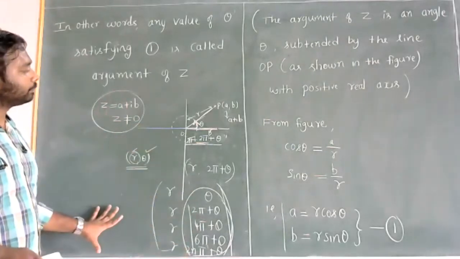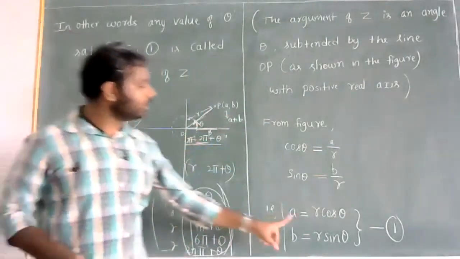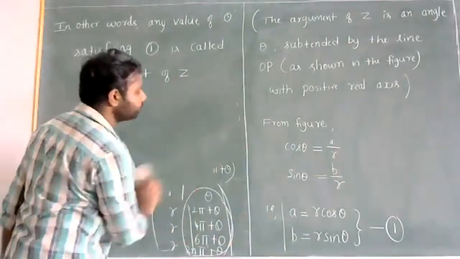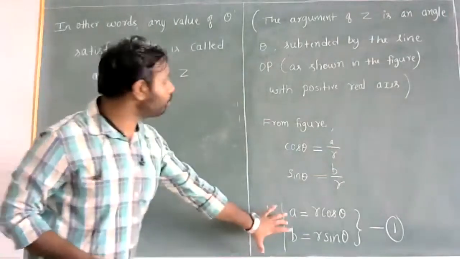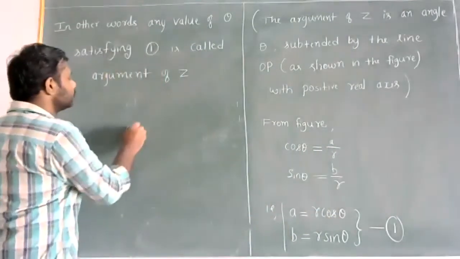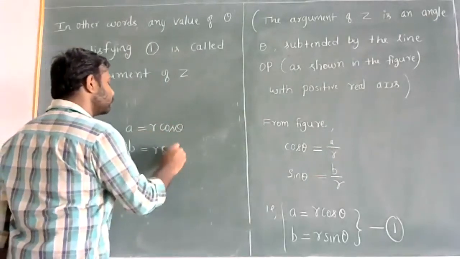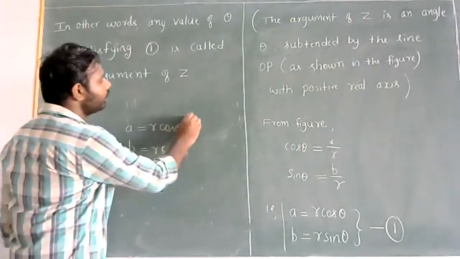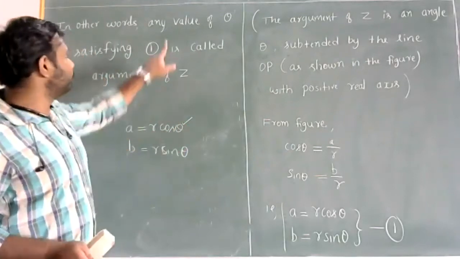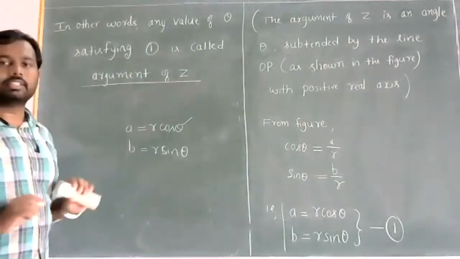So this is observed using the geometrical definition. You can observe the same thing using this analytical definition also. According to what we have defined, any value of theta satisfying these two equations, A is equal to R cos theta and B is equal to R sin theta, that value of theta is called argument of Z.